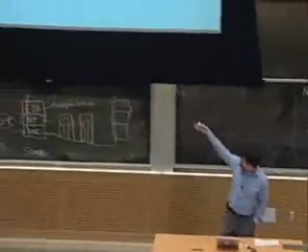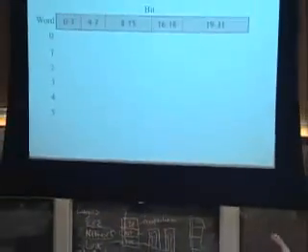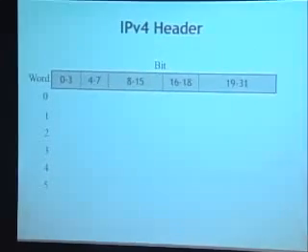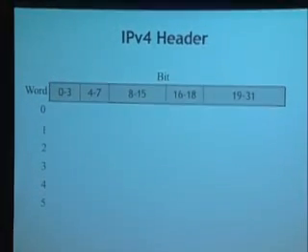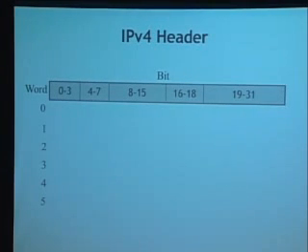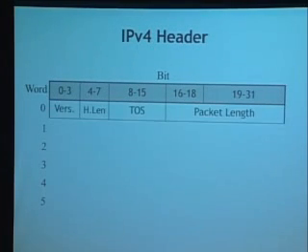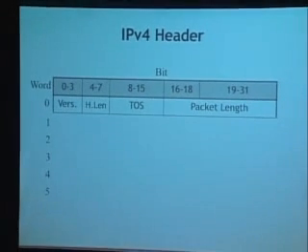What I've shown here down the left side is a sequence of 32-bit words, and then I've broken up the bits by number along the top. The first word has information about the version of the protocol that's running. In this case, the version would be 4 because this is IPv4.